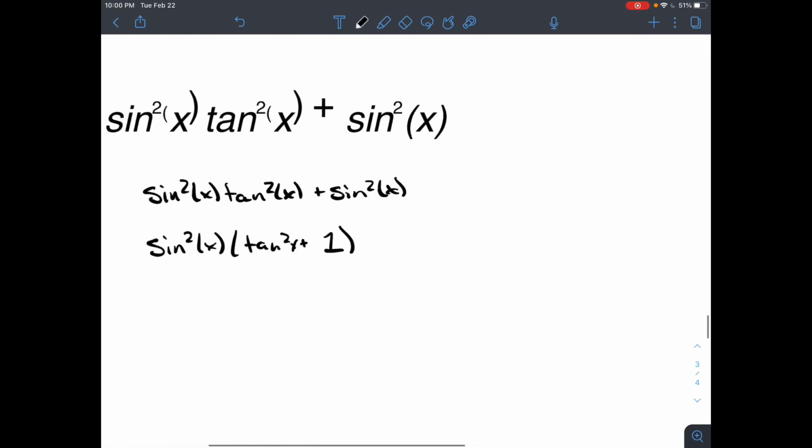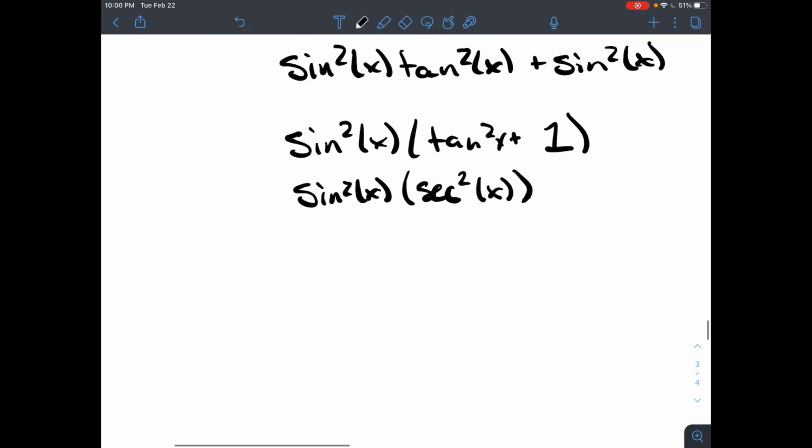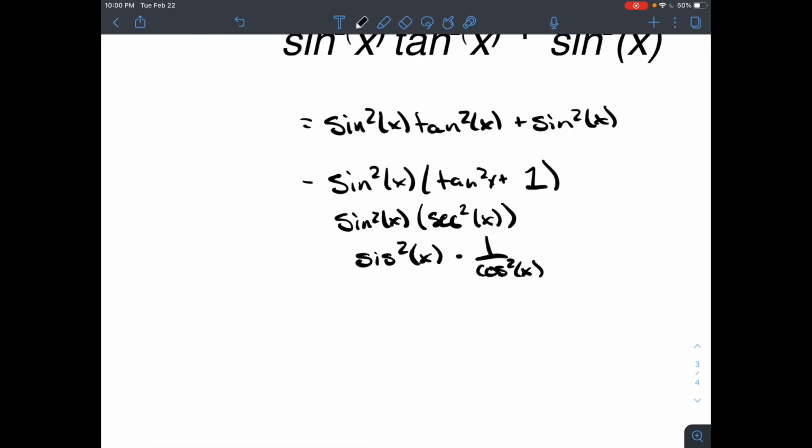And I remember, I see this tan squared plus 1, and that's going to be equal to secant squared. So if I go sine squared of x times secant squared of x, I know that secant is 1 over cosine, so 1 over cosine squared of x. Let's make all these equal each other. And that's going to leave us with tangent squared of x.